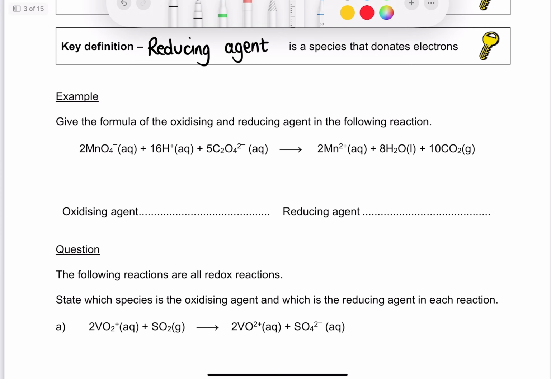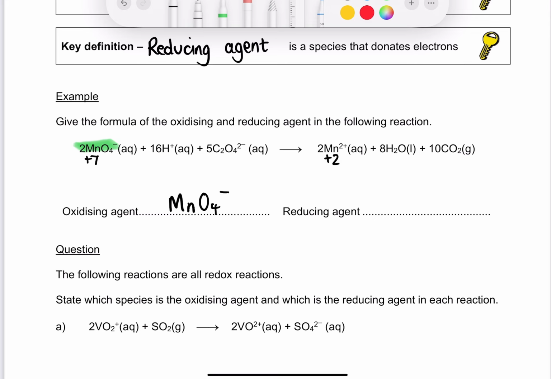So go through this example. We can see that in this first species, Mn is +7. You should have a go at working these out. And at the end it's +2. To go from +7 to +2, Mn has to accept 5 electrons. Let's go 5 steps down the ladder. So it has to accept electrons, which makes it an oxidizing agent, but we're going to write the full formula that contains the element undergoing reduction as the oxidizing agent. So the full formula is MnO4 minus.